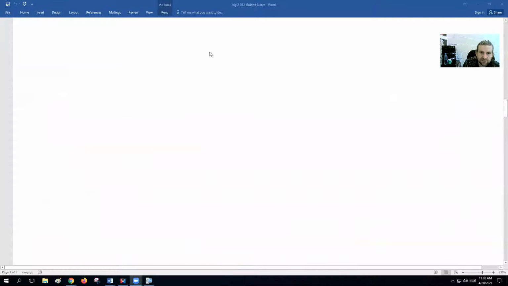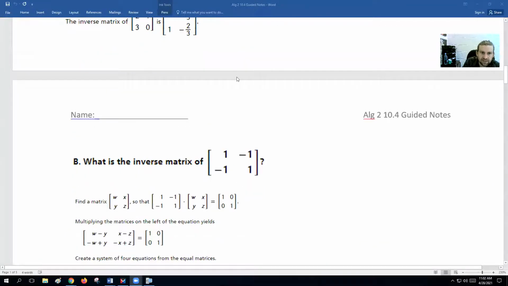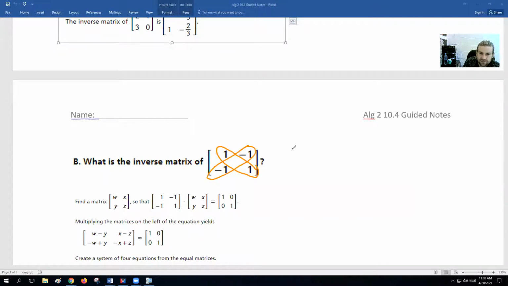Okay, so if we go back to this first problem here, if we did A times D minus B times C, so A times D, which is 1 times 1, and then if we subtract B times C, negative 1 times negative 1, that would be 1 minus 1, that equals 0. If we ever get a determinant that equals 0, the inverse does not exist.